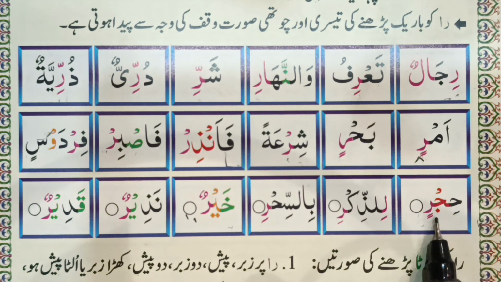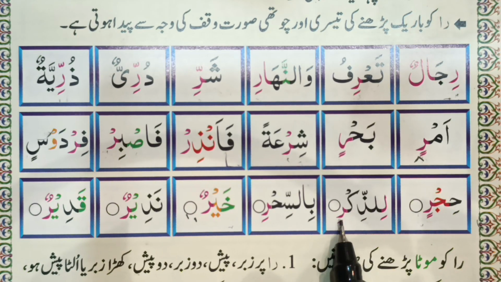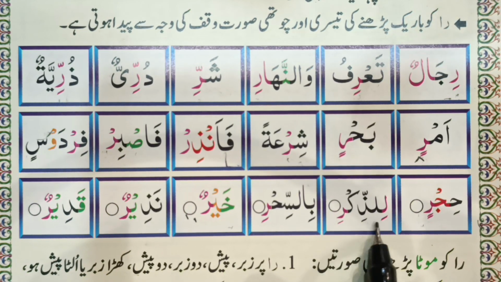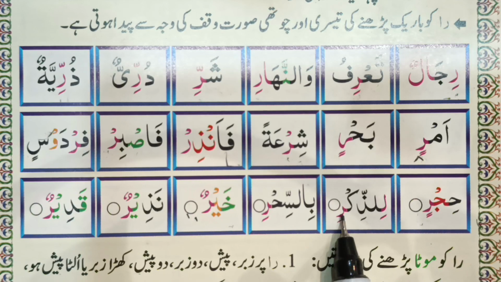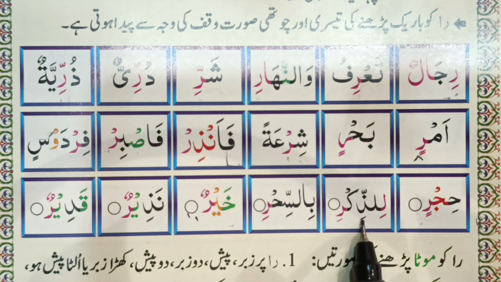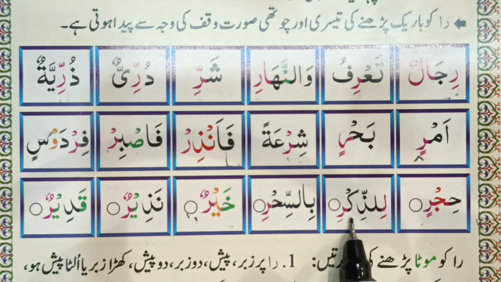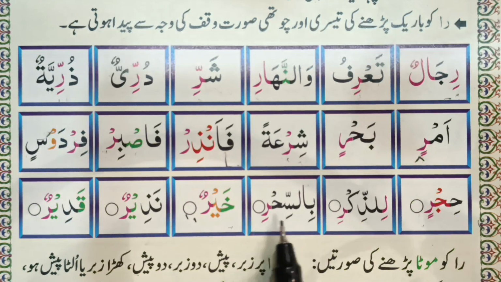Hijr, lidhikr. If we pronounce lidhikr as a continuous word, that would be the raa thick sound, but we are placing jazm on top because we are pausing on it. The previous letter has jazm, but the letter before that has zir under it. That's why lidhikr, then bisihr, because the letter before has zir.